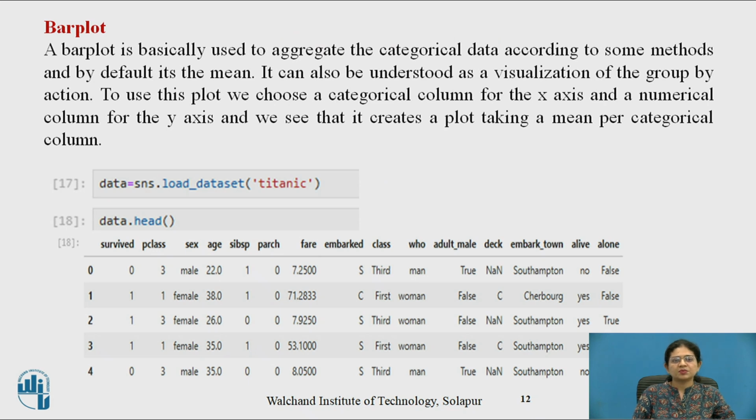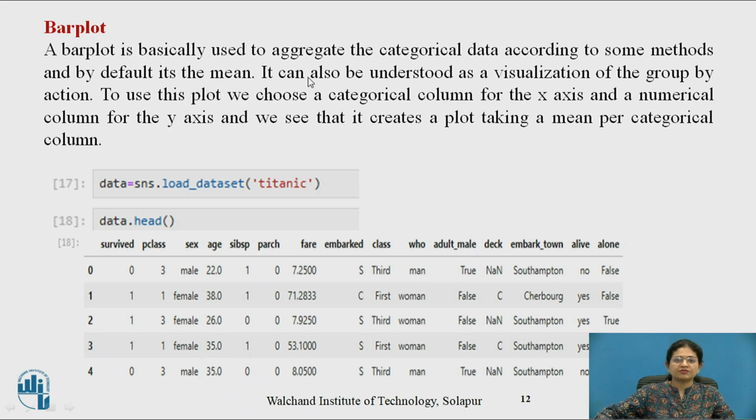A bar plot is basically used to aggregate the categorical data according to some method, and by default it's the mean. It can also be understood as a visualization of the group by action. To use this plot, we choose the categorical column for the x-axis and the numerical column for the y-axis, and we see that it creates a plot taking a mean per categorical column.